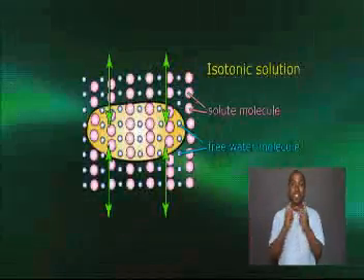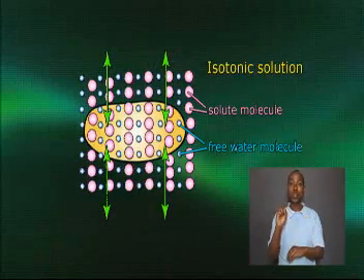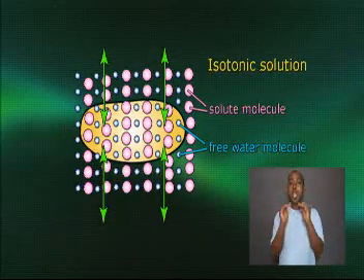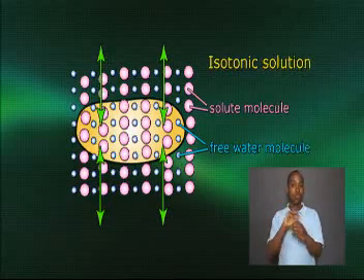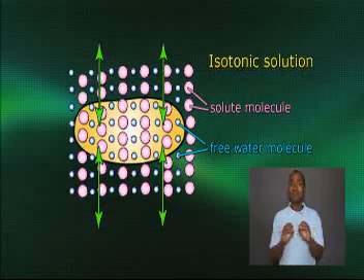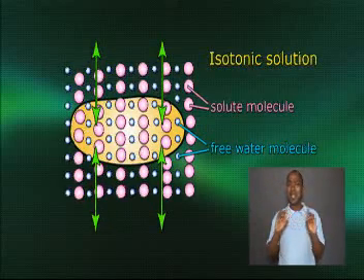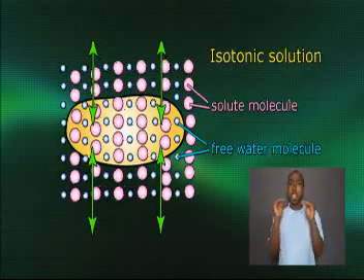Now, we are going to look at some of the characteristics for each solution. The concentration of isotonic solutions inside cells is equal to that of the outside solution. There is no overall movement of water across the semi-permeable membrane, and the cell is at equilibrium.